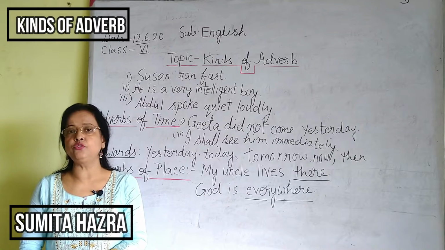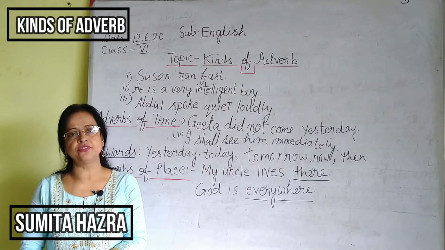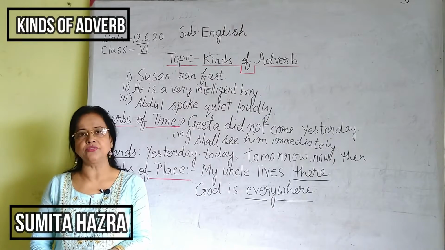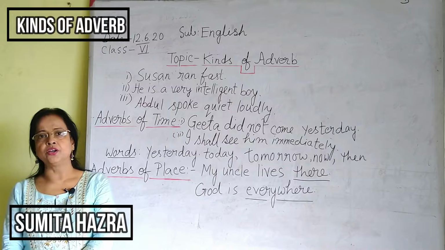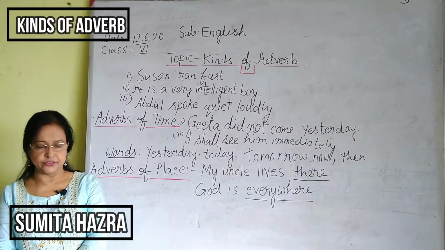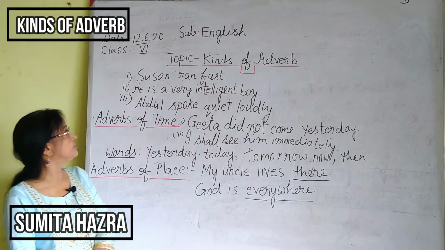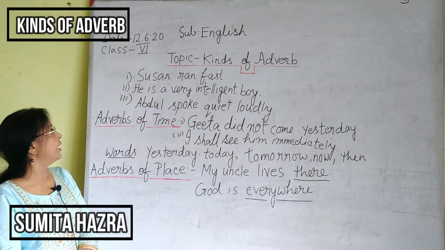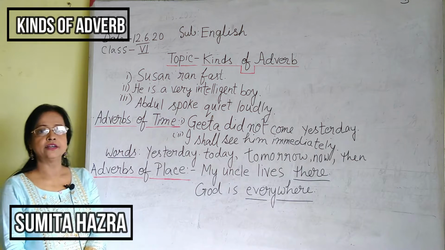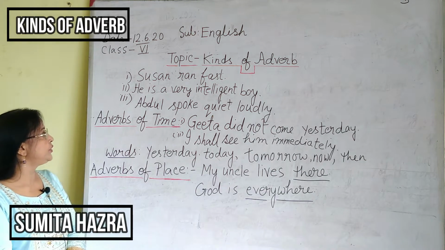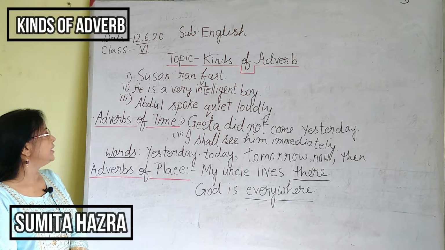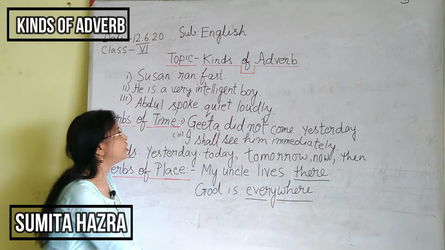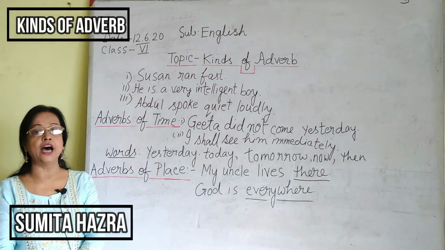Today I am going to teach you the kinds of adverbs. Now I am explaining what is an adverb. Please look at the board. Number 1, Shushan ran fast. Number 2, he is a very intelligent boy. Number 3, Abdul spoke quite loudly.